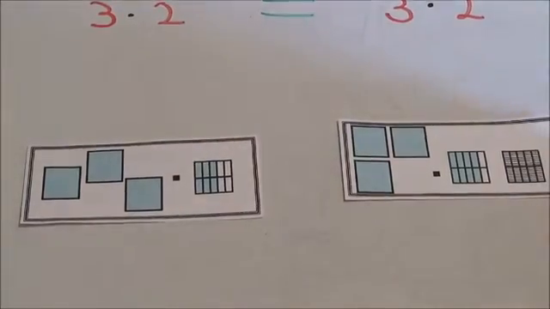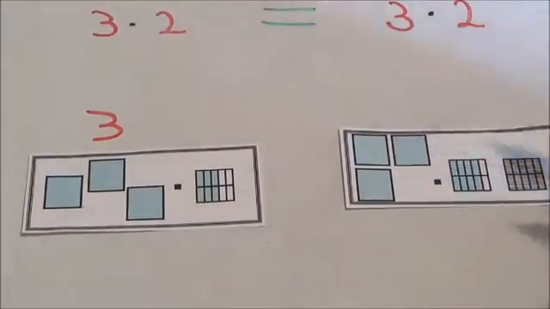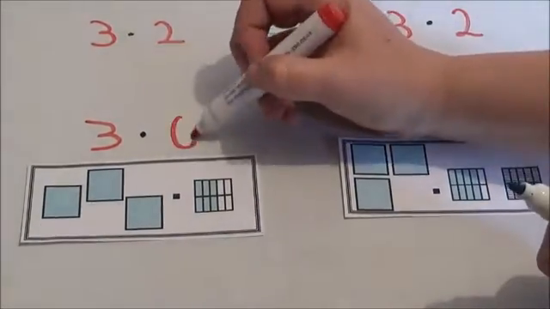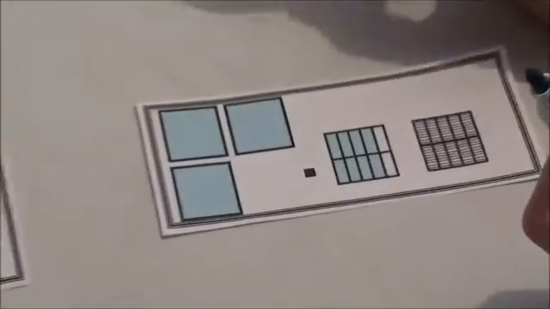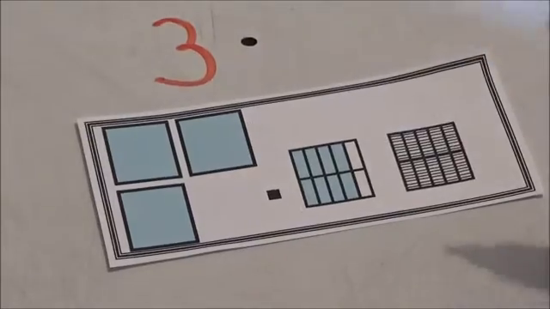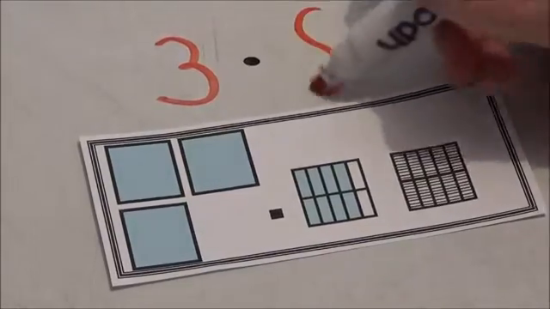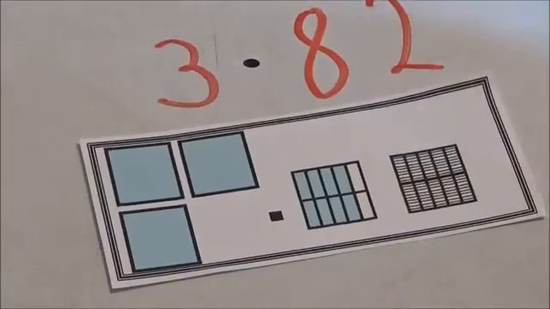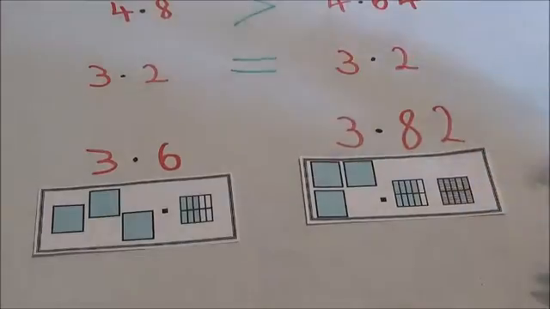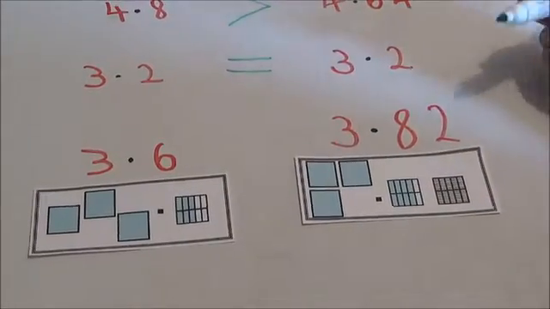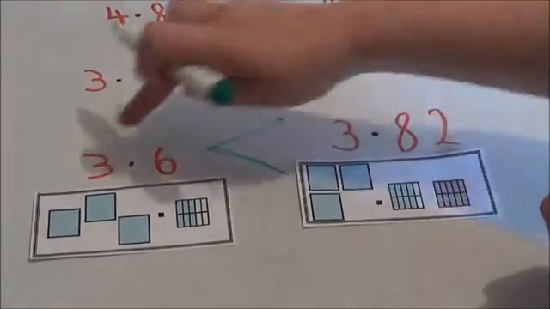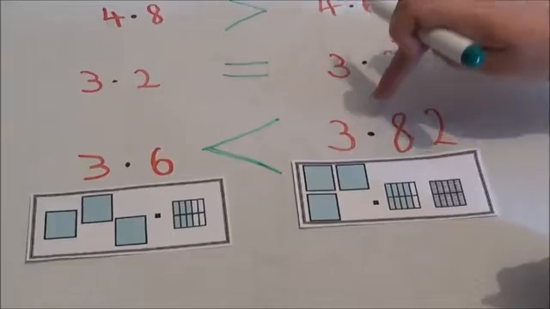And the last example. Here we have 3 units and 6 tenths. And here we have 3 units, and we have 8 tenths and 2 hundredths. You'll have to take my word for it because I imagine you can't see it. So here I've got 6 tenths and here I've got 8 tenths. So we know that 8 tenths is bigger than the 6 tenths. So 3.6 is less than 3.82.